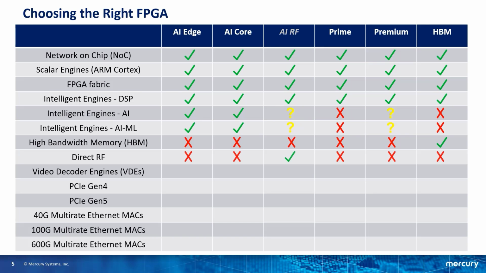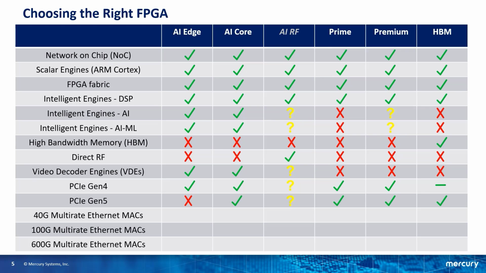The high bandwidth memory is only available on the HBM part. The direct RF will only be available on the AI RF part. Some of the chips have video decoder engines, both the Edge and the Core do. I don't know if AI RF will, and I know that Prime, Premium, and HBM don't. As far as the PCIe interfaces, basically all of them support Gen 4. Edge and Core have discrete, and so do Prime and Premium have discrete Gen 4 engines in them. The HBM actually has only a Gen 5, but it can always drop back to Gen 4.